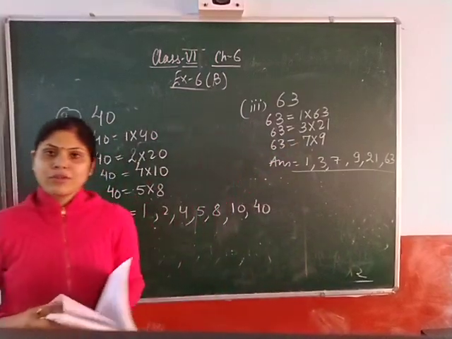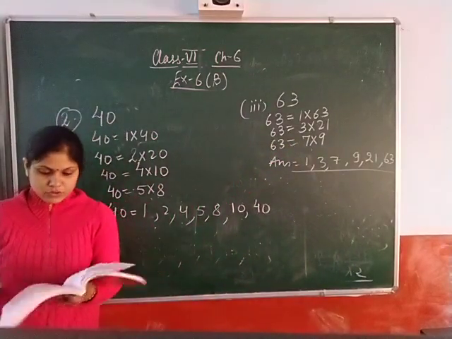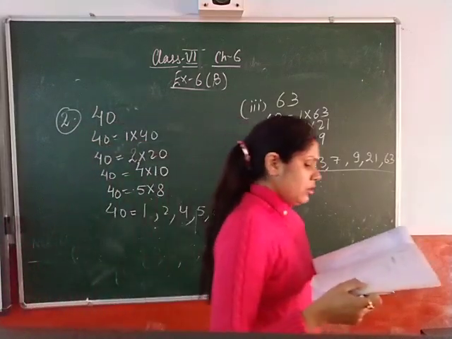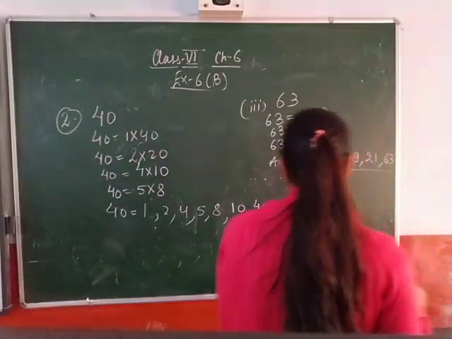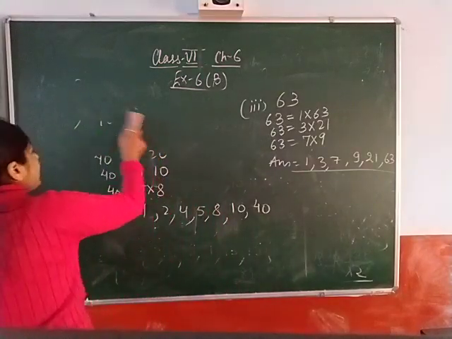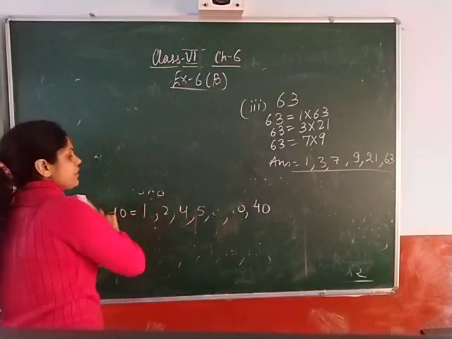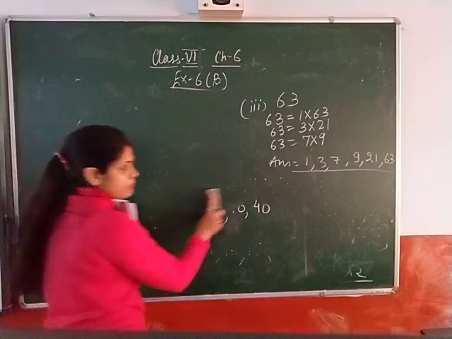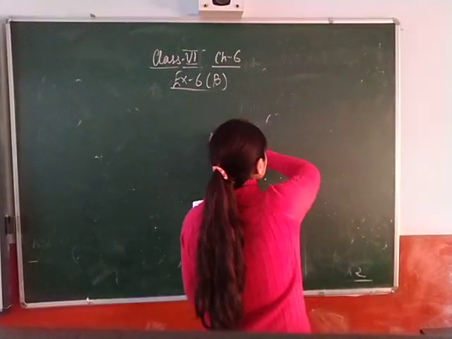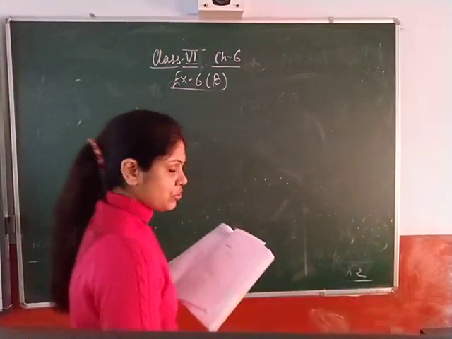So like this you will take out the factors also. The remaining you will do on your own. 2 questions are remaining here. Third question. Write down the first 6 multiples of 7. What you will do? 7 into 1, 7 into 2, 7 into 3, 7 into 4, 7 into 5, 7 into 6. And you will get your answer. Similarly, you have to do the second and third question as well.